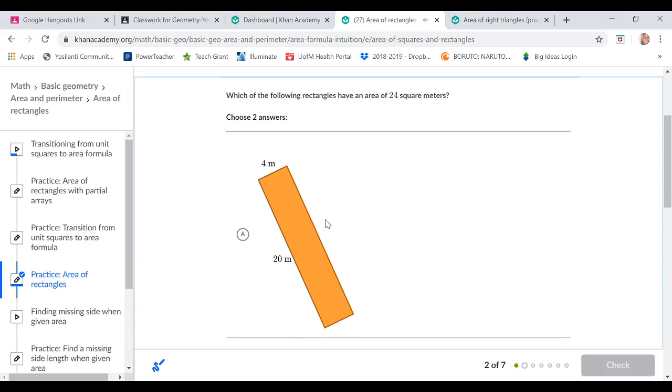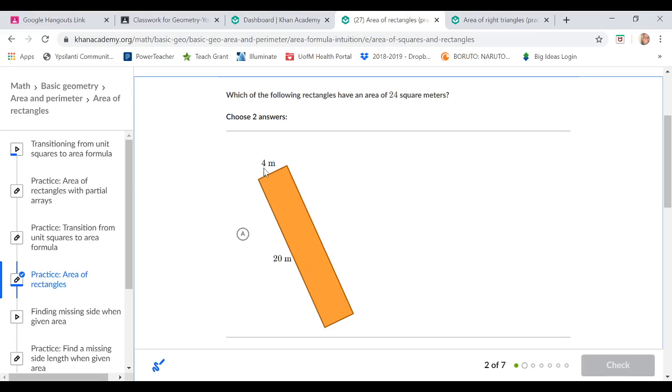In this one, they ask us, which of the following rectangles have an area of 24 square centimeters? So this one's actually looking at factors. So we want to find two answers, right? So two rectangles that when you multiply the dimensions, you'll get 24. So if we look here, 4 times 20, right? If you multiply these, you would get 80.